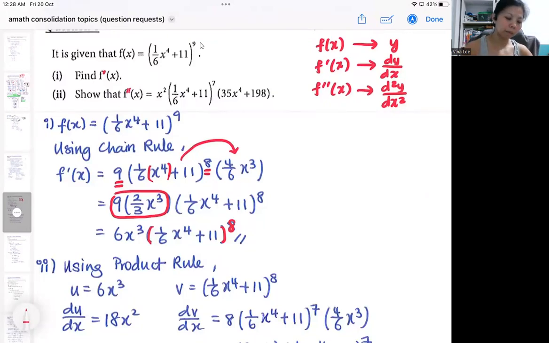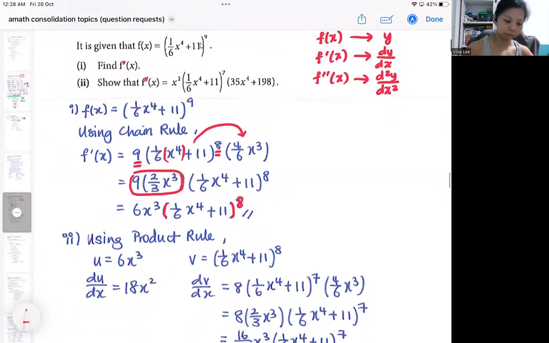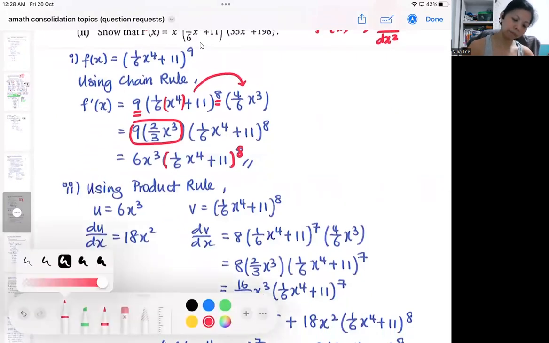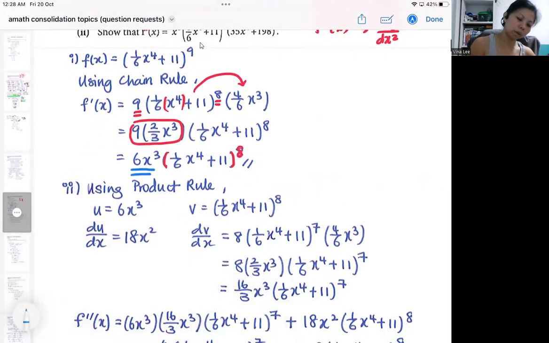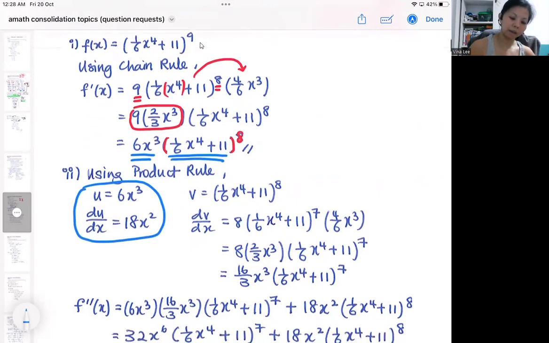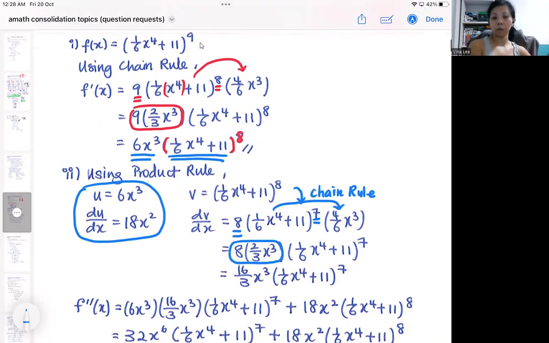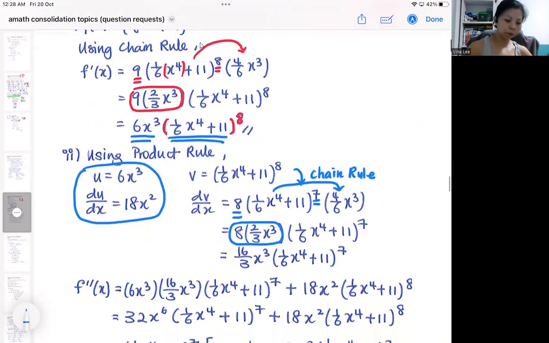The second part can be a bit more challenging, just because you will need to execute a product rule. So when you execute the product rule, this will be the u, this will be the v. To differentiate u is just bring down the power, minus power. To differentiate v is another chain rule, so it's very similar to the first part. You bring down the power, minus power, and then you differentiate inside. The same idea applies. I choose to multiply the algebra. There's no trick in this.